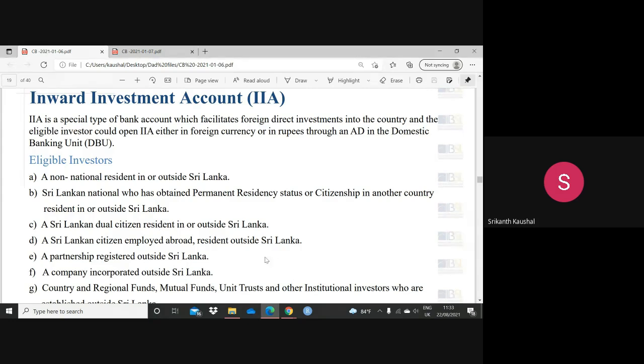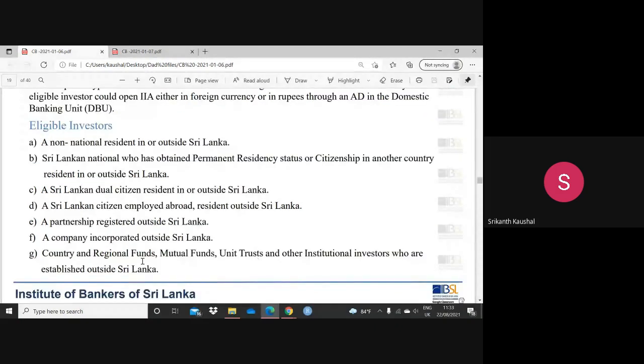I think in the USA, they have a lot of mutual funds. These are small funds accumulated, and they make investments into shares and debentures and earn. So these mutual funds can also invest in Sri Lanka. These are foreign mutual funds, country funds, regional funds, maybe unit trusts, all established outside Sri Lanka. So these are all eligible, right?